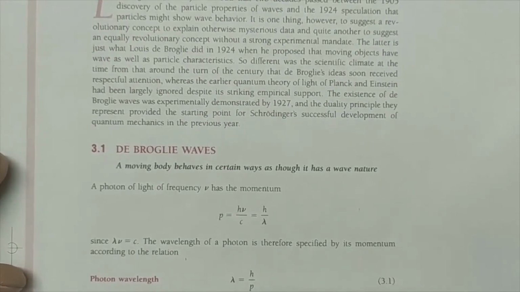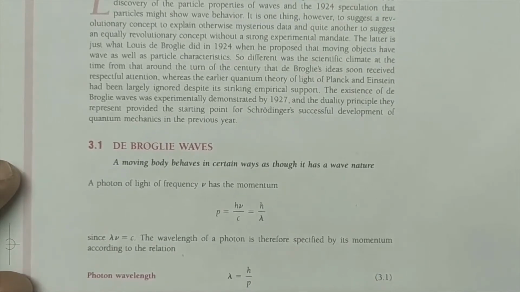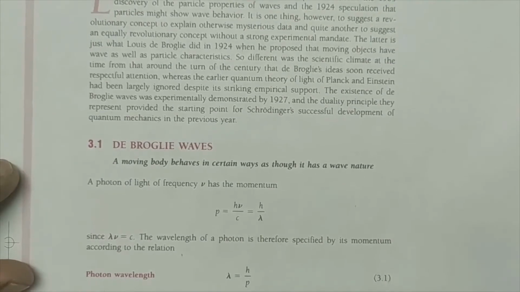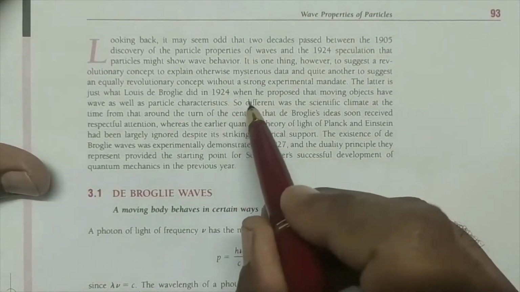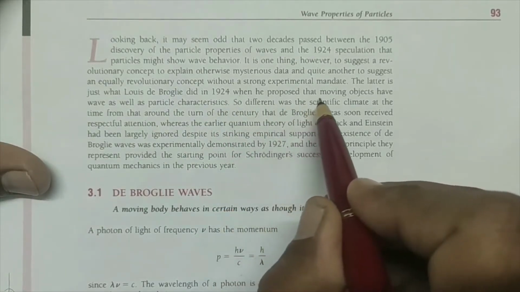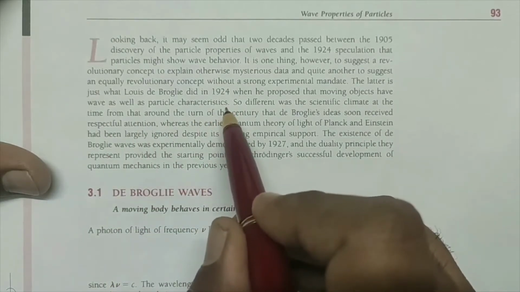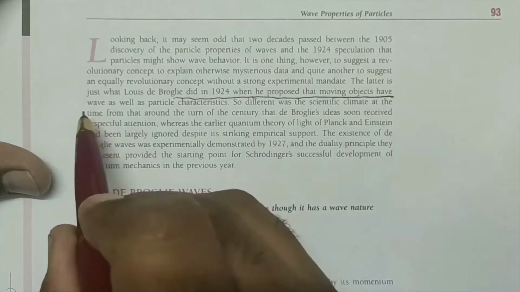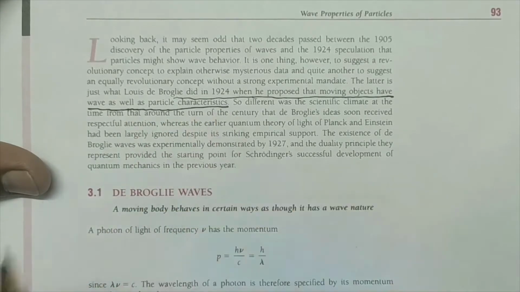Okay, so how to start to understand what actually is the physical significance of the de Broglie wave. You can see that de Broglie in 1924 proposed that moving objects have wave as well as particle characteristics.